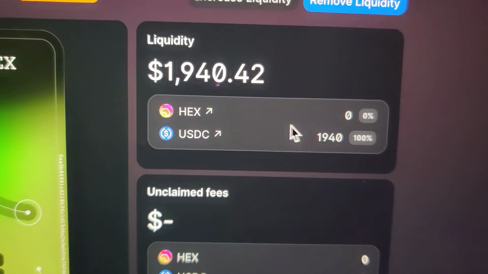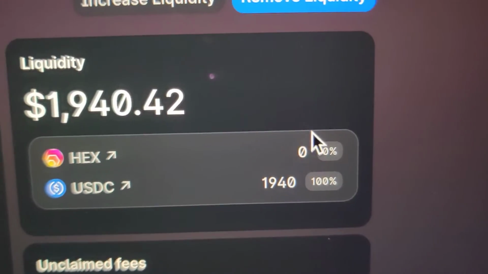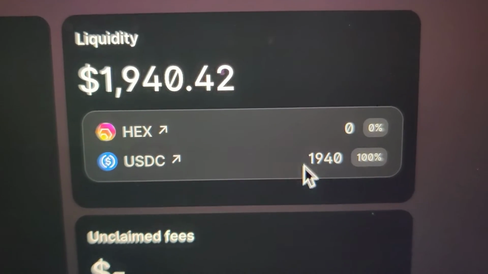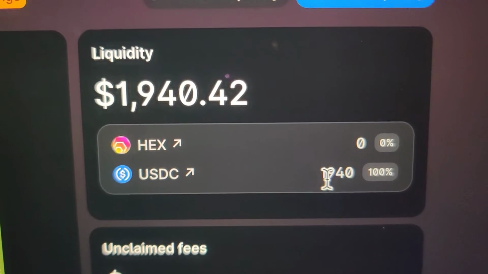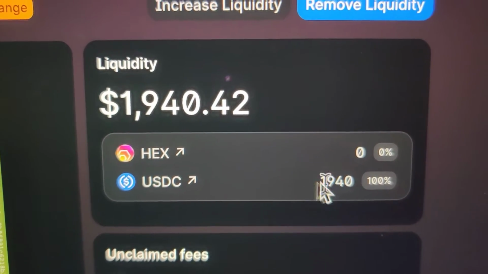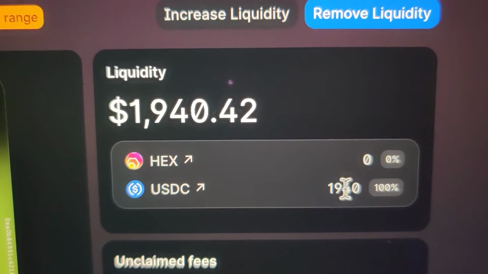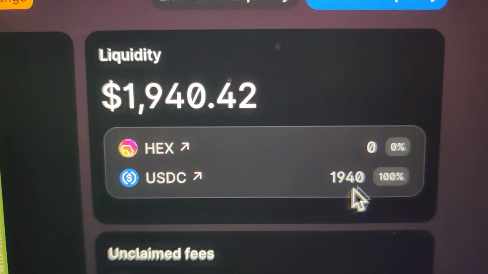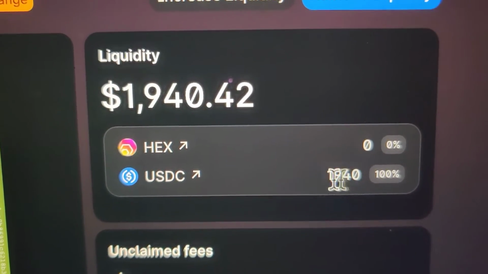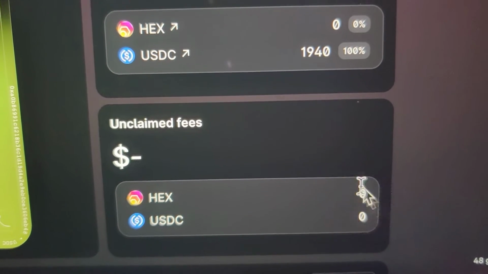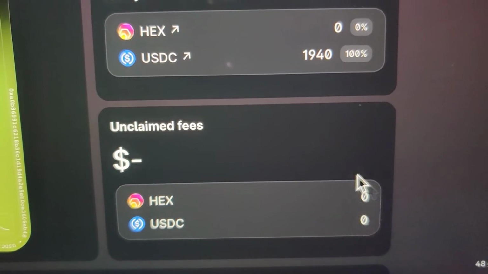I can just leave it there, and it'll keep fluctuating. It'll bounce between having a lot of Hex if the price goes past 1.5 cents, and if it goes past 3.2 cents, which is where my range is, then I'll end up losing all my Hex, and I'll have my same amount of USDC, but I'll have some fees that I will have collected.